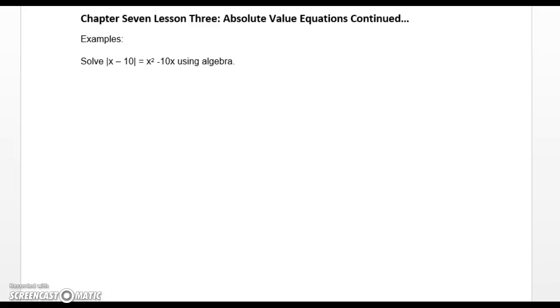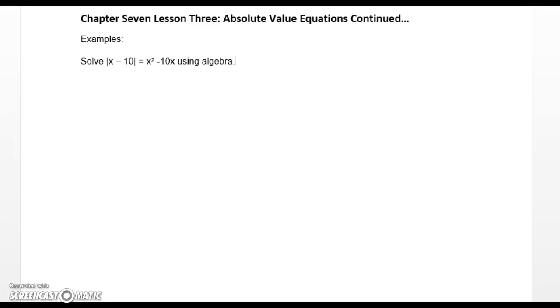In this video, we're going to look at Lesson 3 from Chapter 7, which is looking at absolute value equations. In the first video, we looked at solving absolute value equations by graphing, and in this video, we're going to look at solving these types of equations using algebra. So here we're going to look at the second example from your set of notes, and here we're going to be looking at solving the absolute value of x minus 10 is equal to x squared minus 10x.